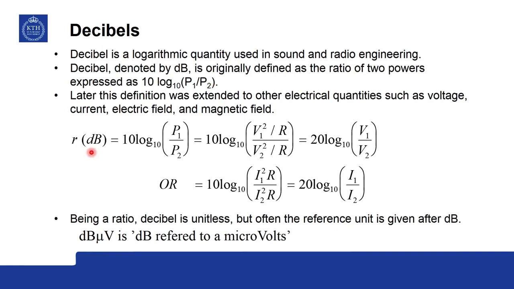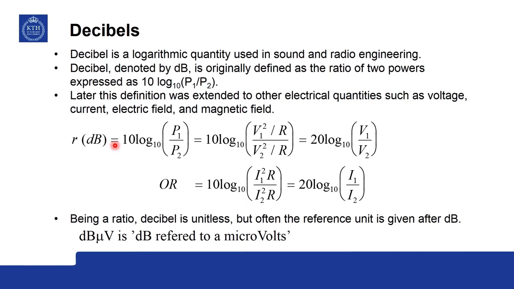So, the ratio in dB is 10 log P1 by P2. It is a unitless number because power in watt is divided by watt. So, it is unitless, but at the same time you want to know what the reference units being used are. It makes a difference whether it is watt or milliwatt in the final number. So, to denote that, you add the unit beside dB, even though dB is a unitless number.